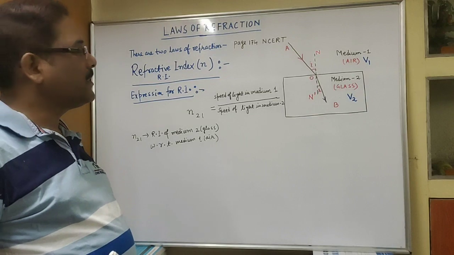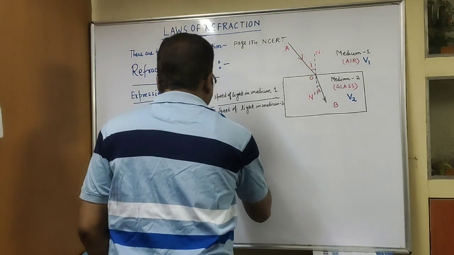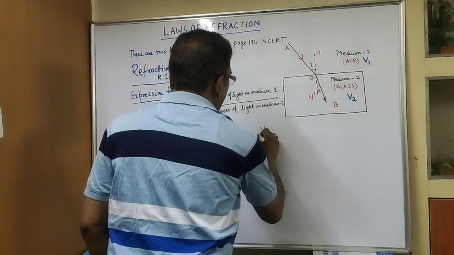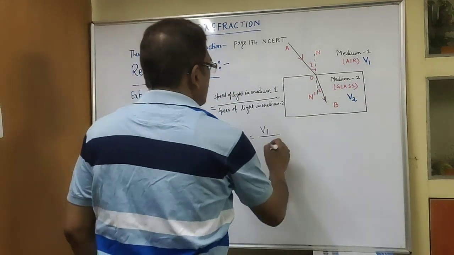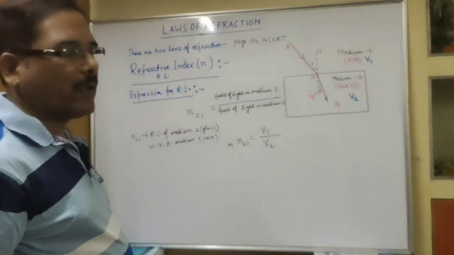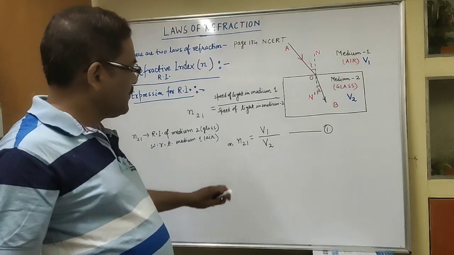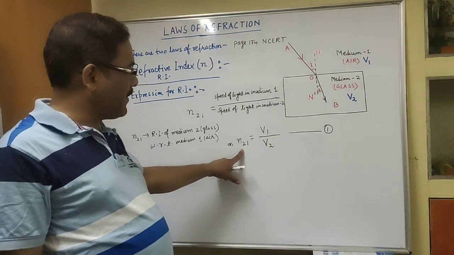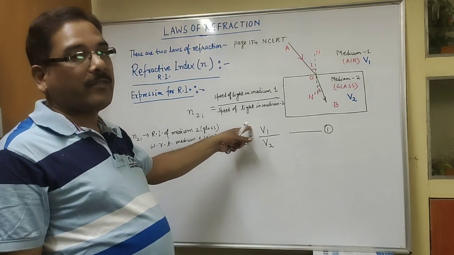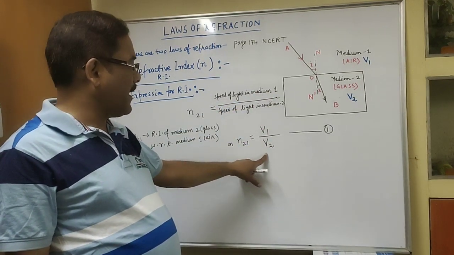Now we have assumed that the speed of light in medium 1 is V1, and the speed of light in medium 2 is V2. So this can be written as N21 is equal to V1 by V2. Be careful that when we are taking 2 first, it means when we are calculating the refractive index of glass with respect to air, then we take, in the numerator, just the opposite: speed of light in air divided by speed of light in glass.